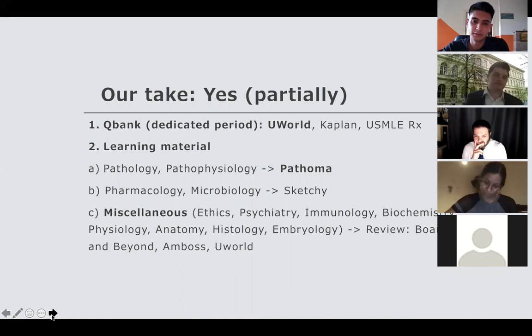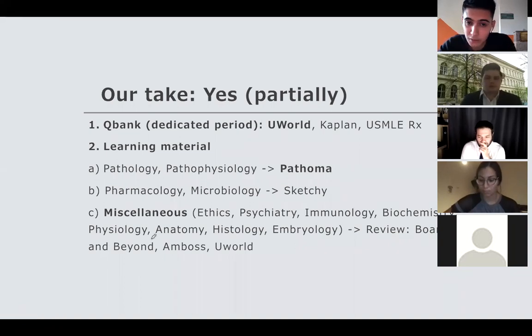Exactly. So I have a third category, miscellaneous. It's basically all the other stuff. Because, you know, pathology constitutes the biggest part, then pharmacology and microbiology, so you almost have 70%. The rest of the 30% are going to be some important details out of biochemistry, physiology, anatomy, and histology.